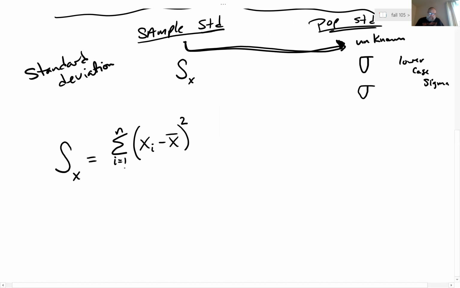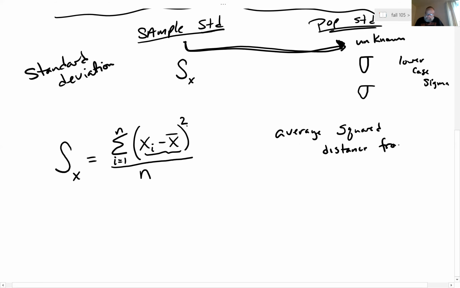And then I'm going to divide by, now if I divide it by just n, you would say to yourself, geez, that's like the average squared distance. Because that's what this is. This is a distance and this is a squared. So a squared distance from the mean. And you would be right in saying that. In essence, you'd be finding the average squared distance from the mean.